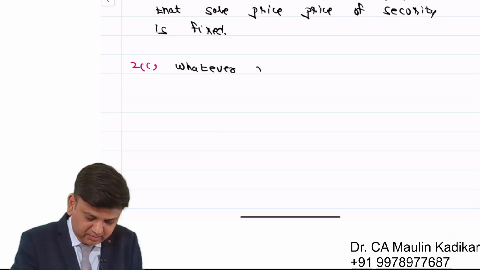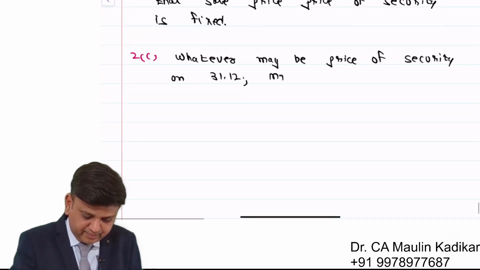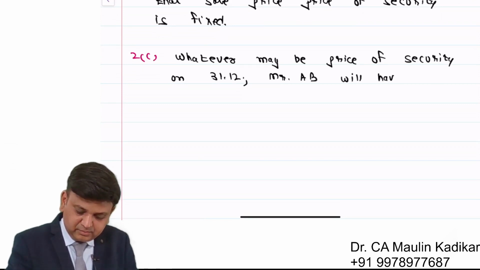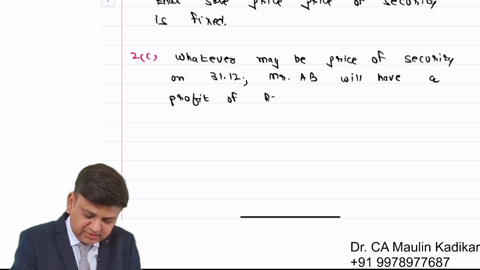Whatever may be the price of security on 31st of December, Mr. AB will have a profit of rupees 10.